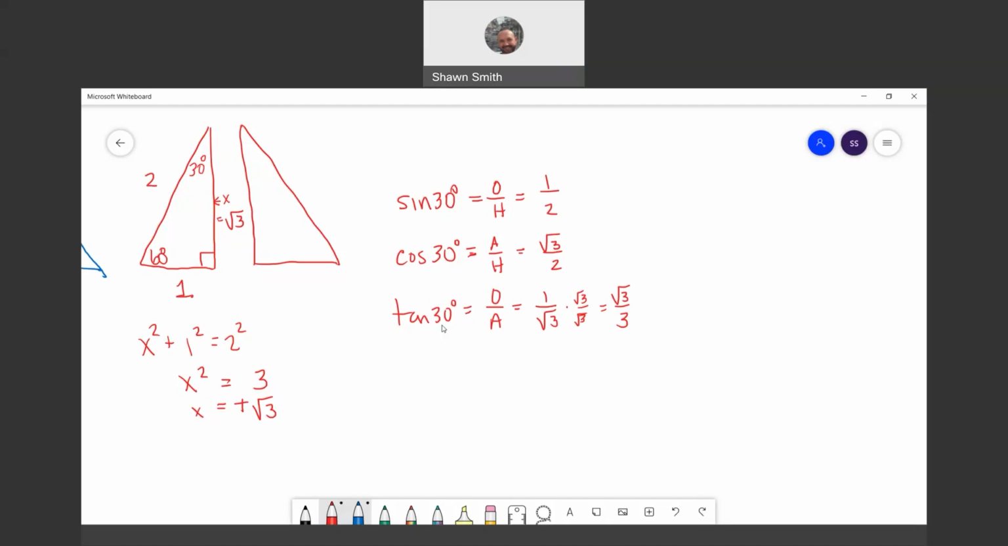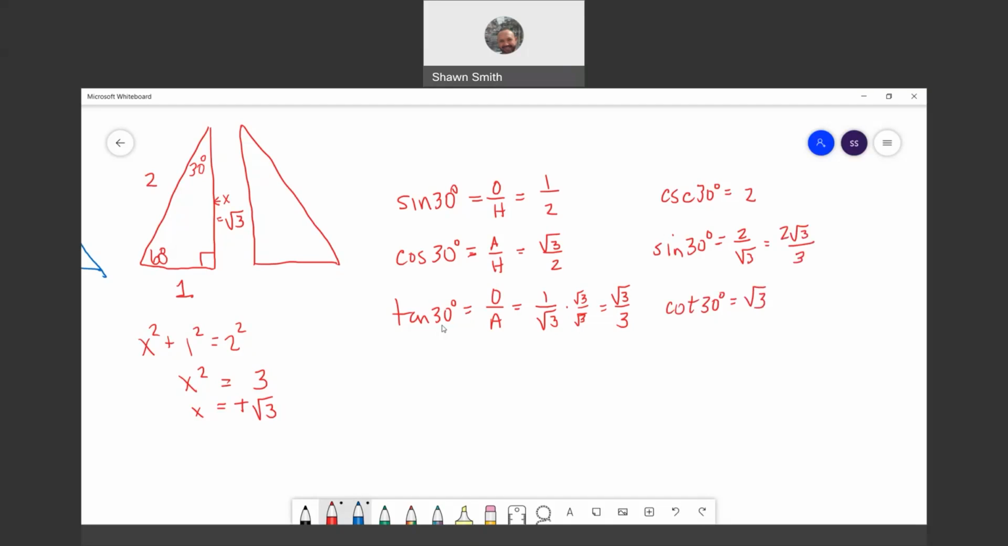All right, we can do the reciprocals too real quick. Cosecant of 30 degrees. Flip 1/2, you get a 2. Secant of 30 degrees. Flip square root of 3 over 2. Gives you 2 over the square root of 3. Rationalizes to 2 square roots of 3 over 3. And cotangent of 30 degrees. Flipping from right here, 1 over the square root of 3, which is square root of 3. All right, so we got all our 30-degree ones.